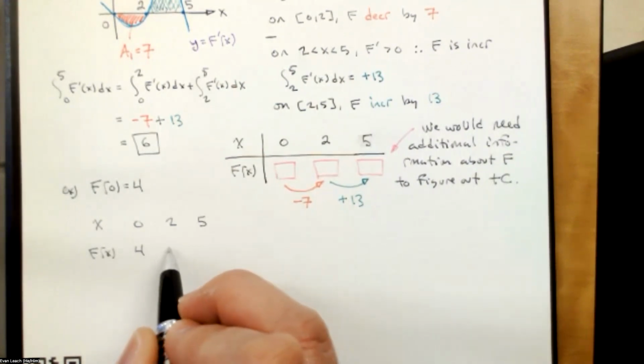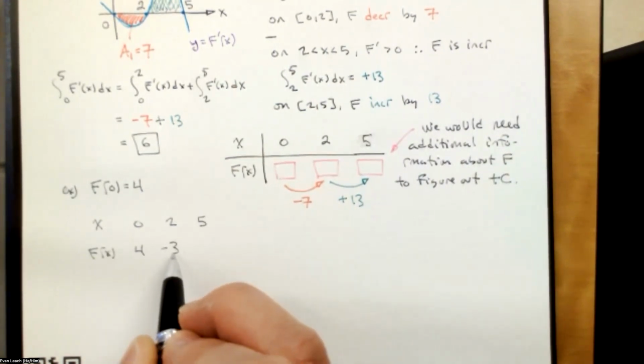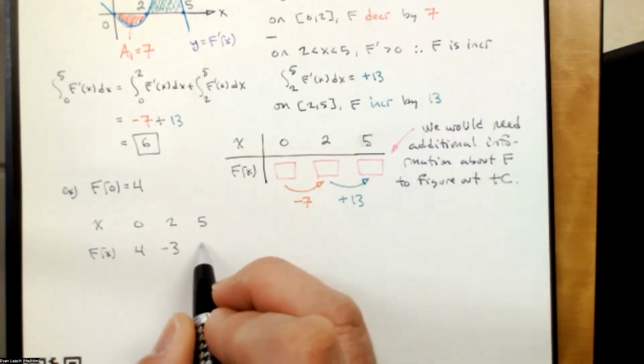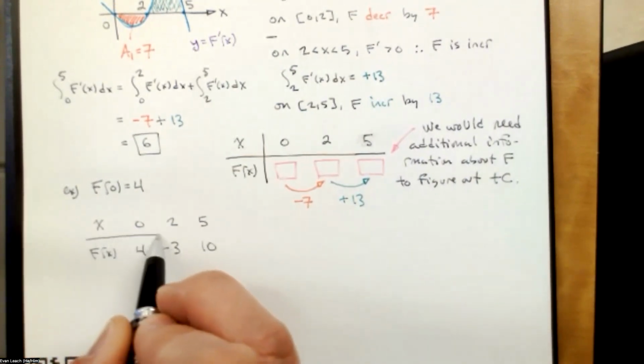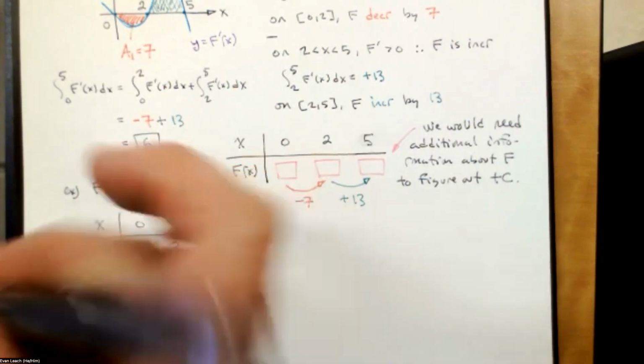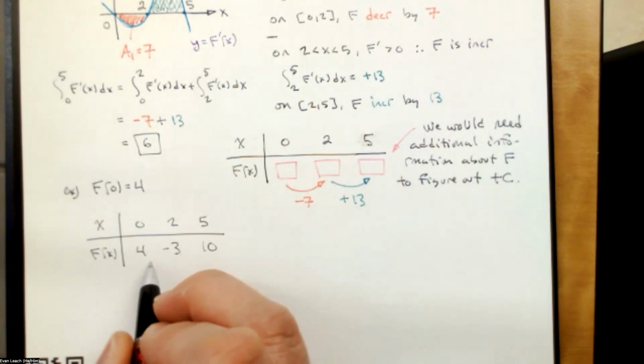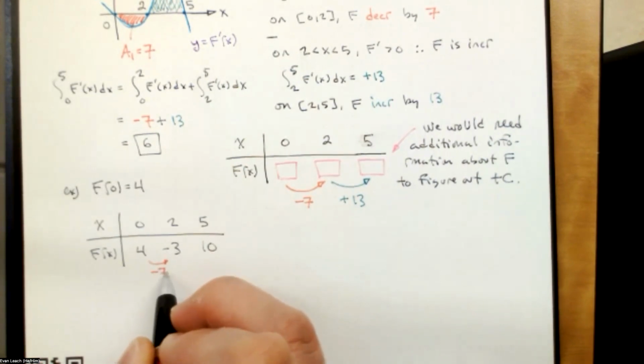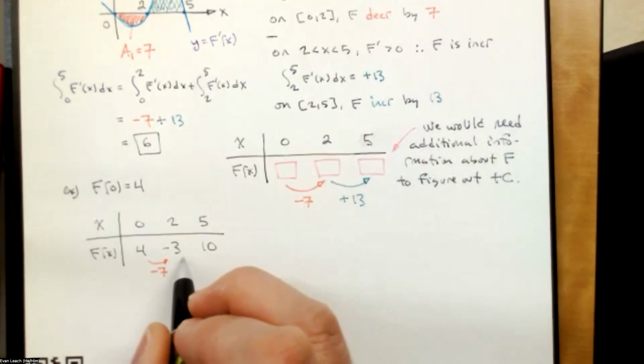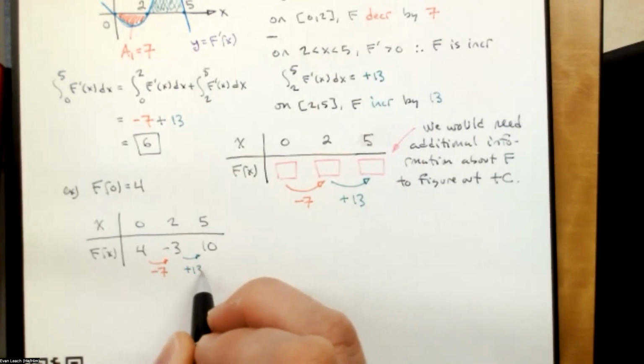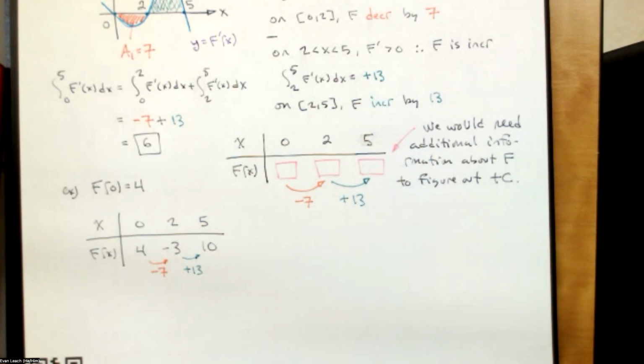So from 4, we decrease by 7 to a -3. And then from -3, we increase by 13 to a +10. The derivative just told us how things change. Decrease by 7 from 0 to 2, and increase by 13 from 2 to 5. The derivative says we drove south for 400 miles. F of 0 equals 4 says we started in San Francisco.